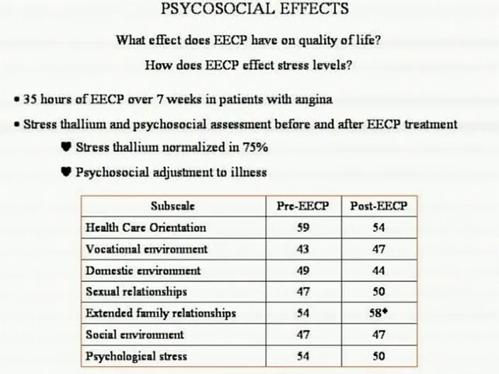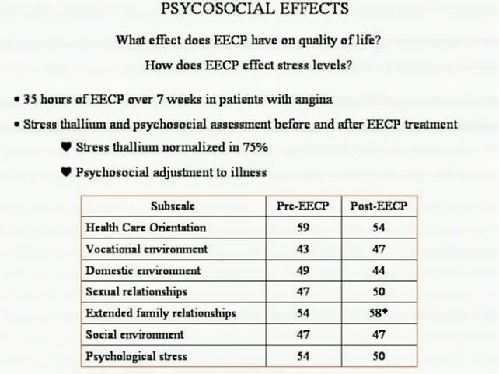So what they did, they took a group of patients, treated them with 35 hours of ECP. You do stress thalliums and a psychosocial assessment before and after. 75% normalized their nuclear study. We're going to look at the psychosocial adjustment to illness. Stress parameters were not increased. Conversely, stress with respect to your family relationships was lessened with EECP.